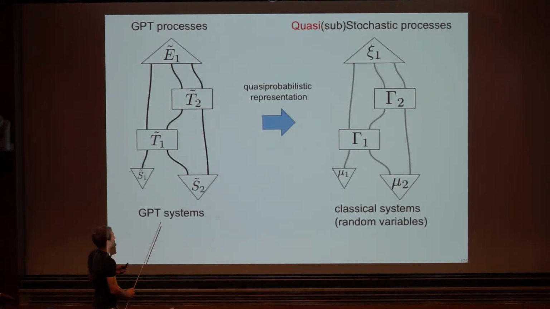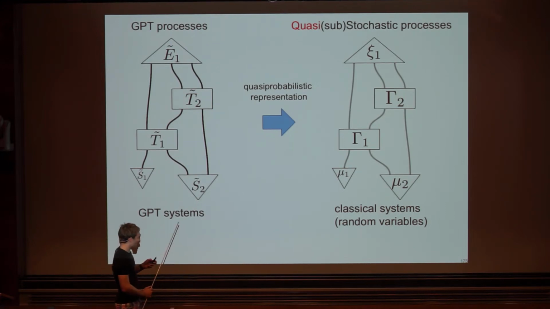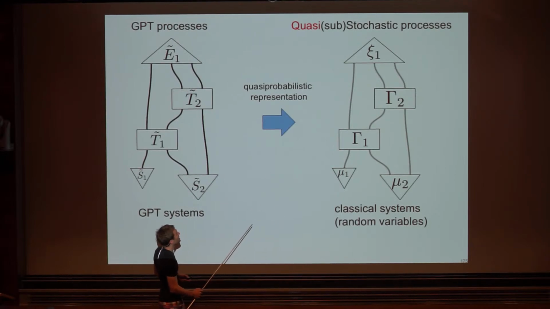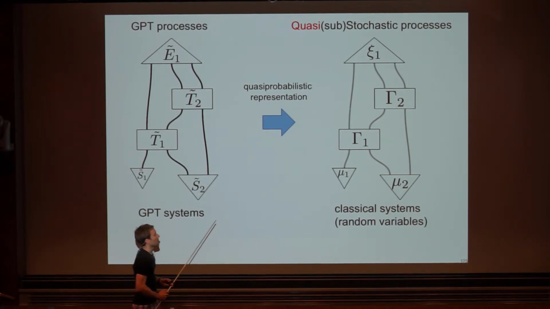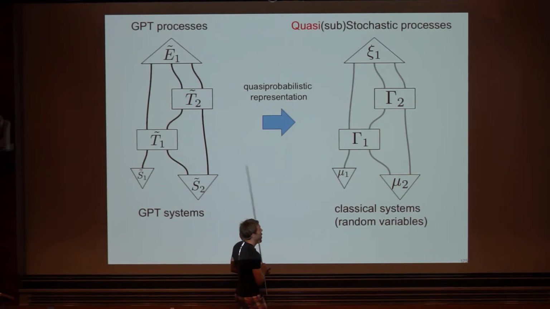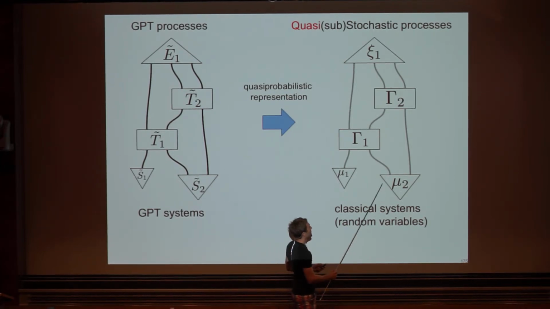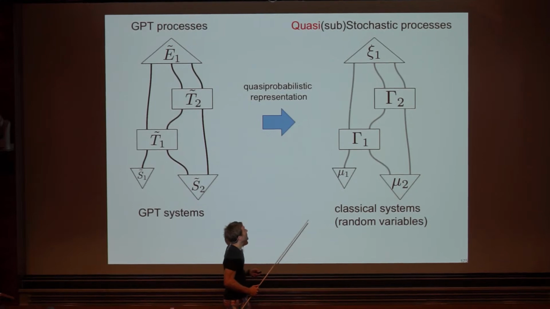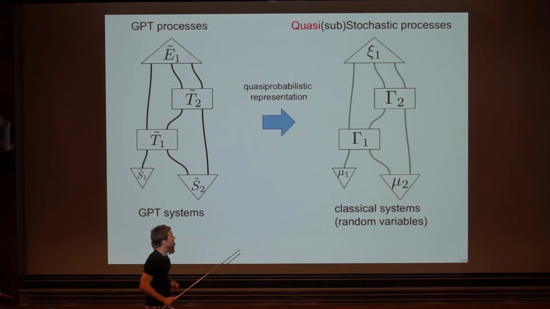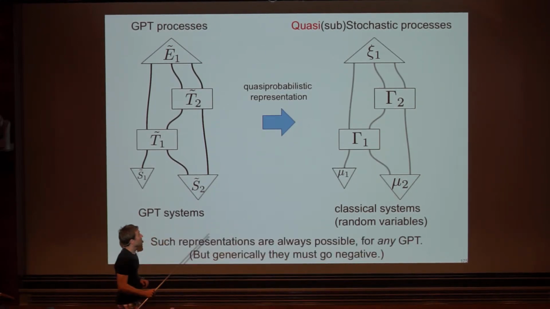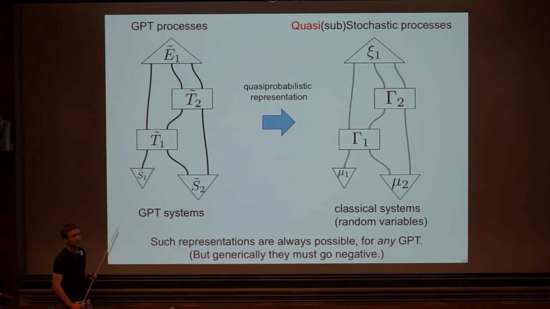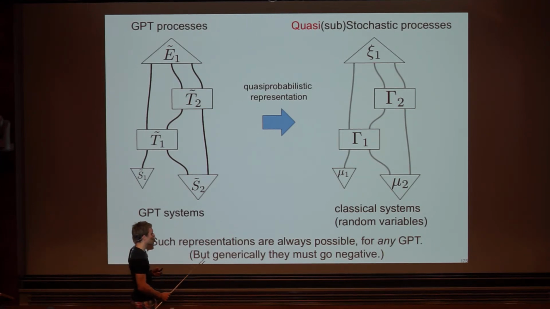So again, we have the same picture where, whatever circuit you're considering, quantum circuit, GPT circuit, whatever, you try to find an analogous circuit where you have classical random variables instead of GPT systems, and the processes now are matrices, which are like substochastic matrices, but they can go negative. And the nice thing about quasi-probability representations is that these always exist. For any GPT, for any circuit, you can always find such a representation, but generically, these representations involve these negative matrix elements that I mentioned.